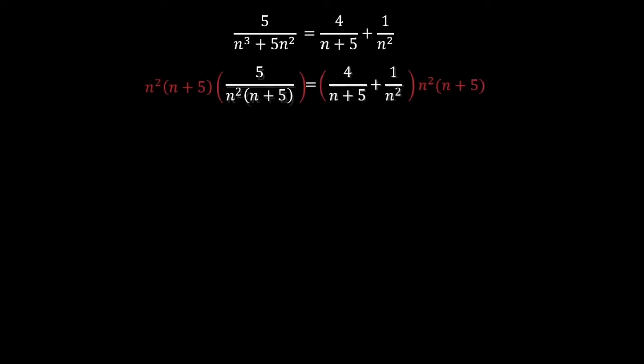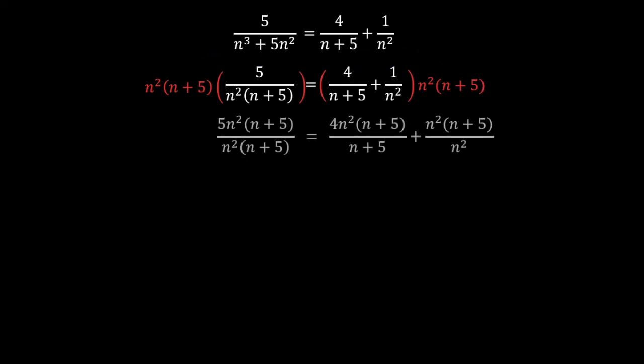We now multiply both sides by n squared times n plus 5. Distributing this to each term, we get 5n squared times n plus 5 over n squared times n plus 5 equals 4n squared times n plus 5 over n plus 5 plus n squared times n plus 5 over n squared. We simplify this equation, canceling out n squared times n plus 5, n plus 5, and n squared. We now get the neater equation 5 equals 4n squared plus n plus 5.